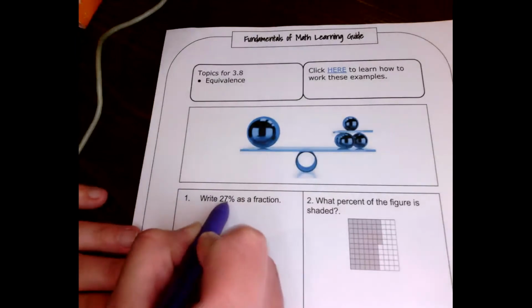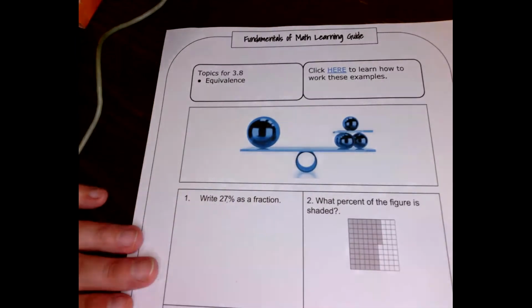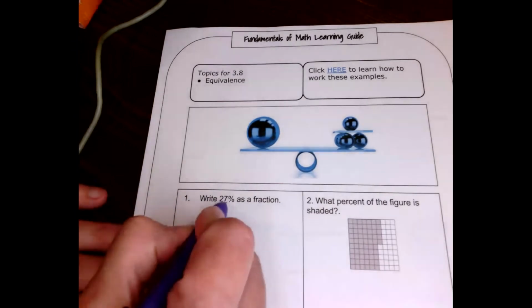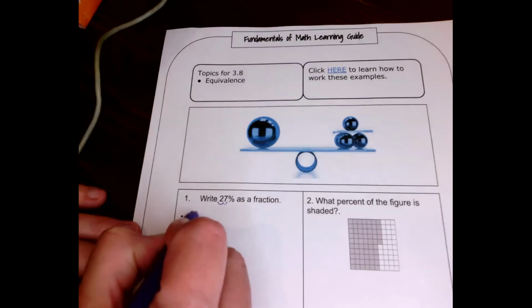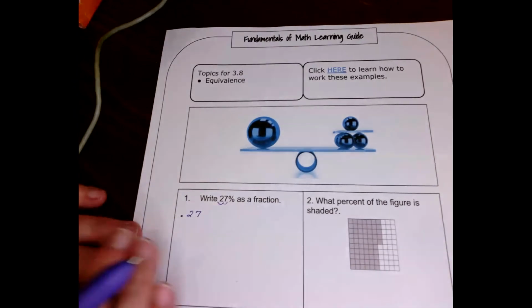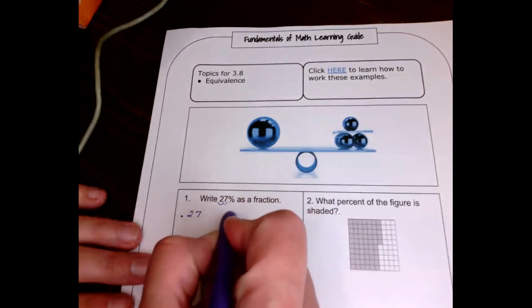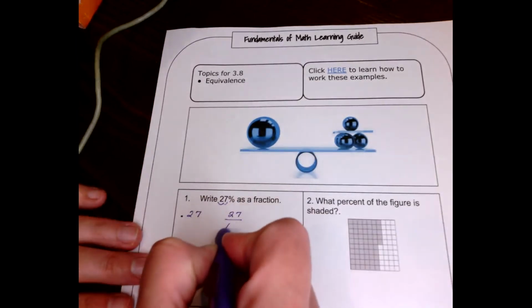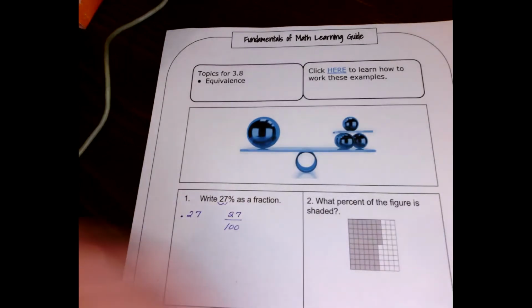And the way to do that is to move that decimal that's behind the 7. No, it wasn't written, but it's understood. We would move it 2 places to the left. That gives me 0.27. Now, this is 27 hundredths. So think about the way we said that, 27 hundredths. And that would be 27% as a fraction.